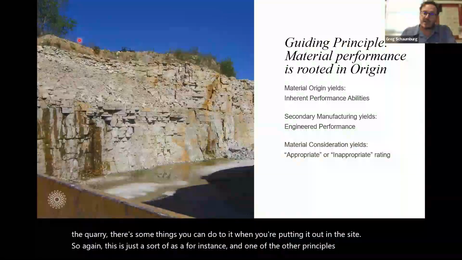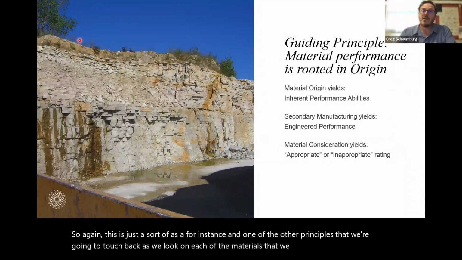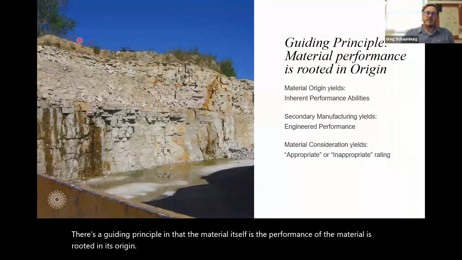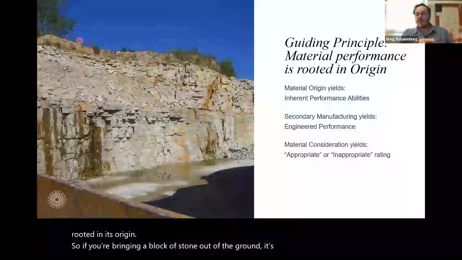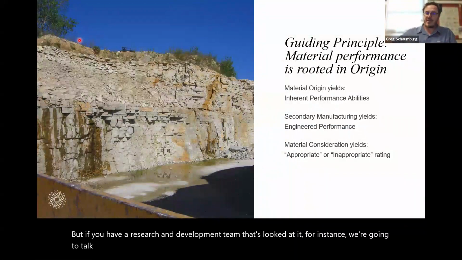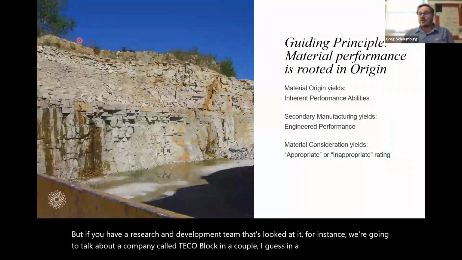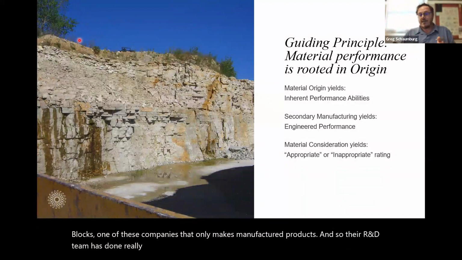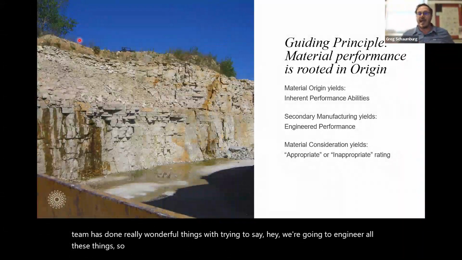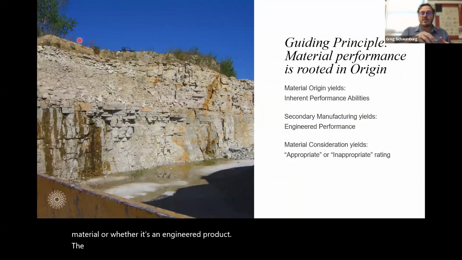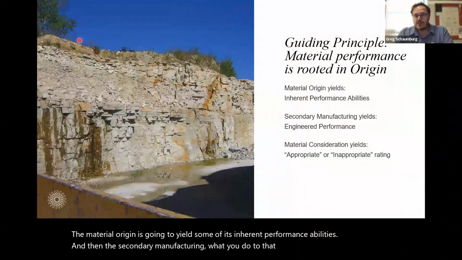One of the other principles that we're going to touch back on as we look at each of the materials that we cover in this course is a guiding principle that the performance of the material is rooted in its origin. If you bring a block of stone out of the ground, it's really going to depend on the geology and what you do to that stone. But if you have a research and development team that's looked at it, for instance, we're going to talk about a company called TechoBlock in a couple of weeks. TechoBlock is one of these companies that only makes manufactured products, and their R&D team has done really wonderful things, saying we're going to engineer all these things so that they can perform in a certain task. Whether it's a natural material or an engineered product, the material origin is going to yield some of its inherent performance abilities, and then the secondary manufacturing, what you do to that material, is going to yield its engineering performance.